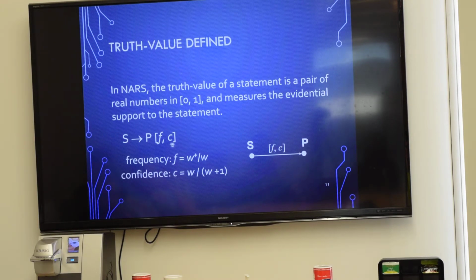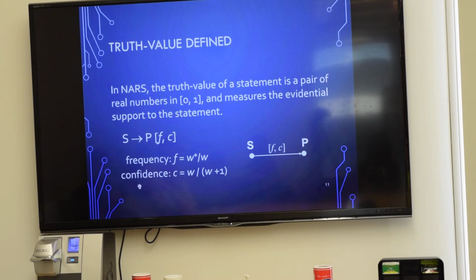There are two components in this truth value. The first one is called frequency. The second one is called confidence. Frequency is the proportion of positive evidence among all evidence. So intuitively, it's very similar to probability. But mathematically, probability is this ratio taking a limit. But in my system, you cannot take the limit because that's the future, you don't know. You just know what you know at the moment. So this is the relative frequency of positive evidence at the current moment.